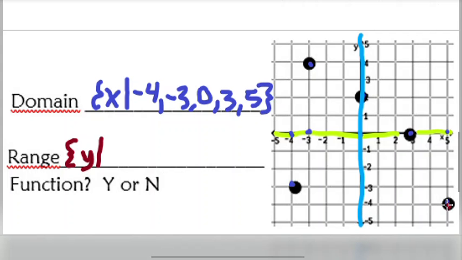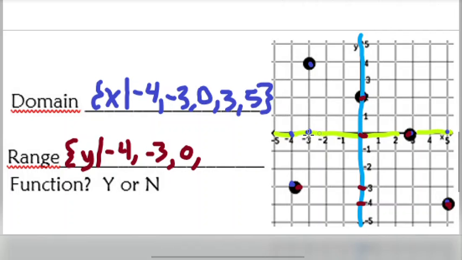I see a point here. What is that on my Y? Well, that is at -4. All right, and then I'm going to keep going up. Boom, I see a point here. That is at -3 on my Y. I'm going to keep going up till I see another point. I see a point here. Well, what's that on my Y? Well, that's at 0. And I'm going to keep going up till I see another point.